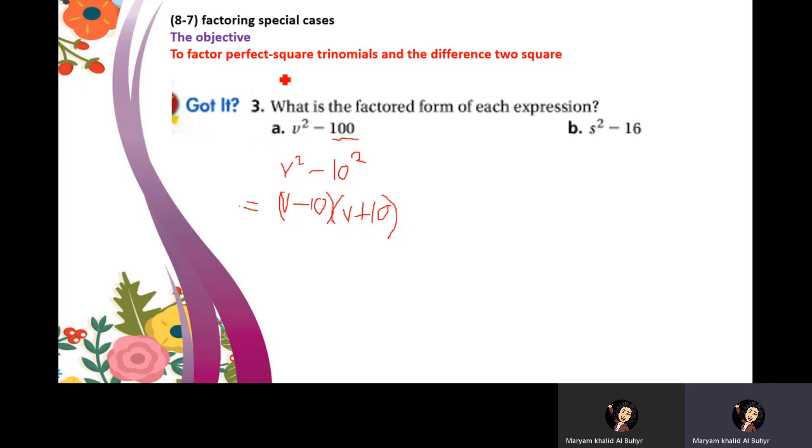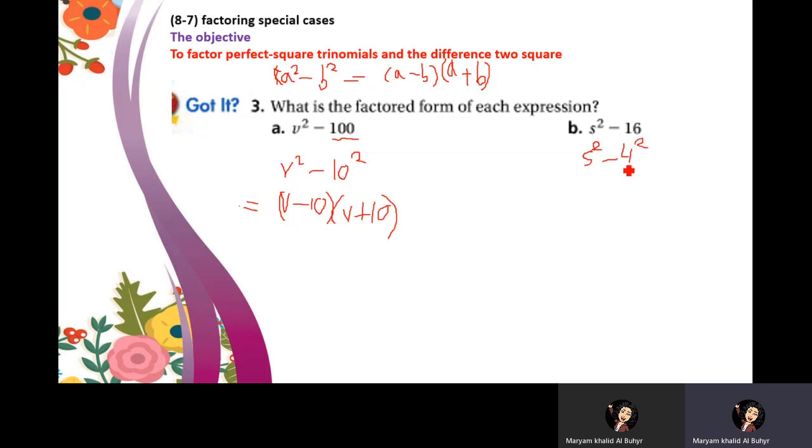Why I'm doing that? Again, I would like to remind you, a squared minus b squared equals a minus b times a plus b. You're supposed to memorize this from before I gave it to you. This is extra. So here is the same thing. I can say that is s to the power 2 minus 4 to the power 2.